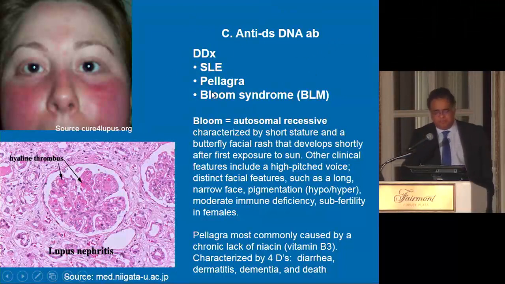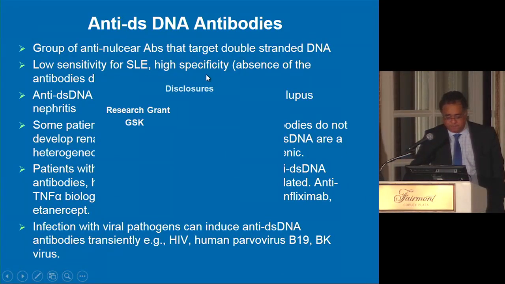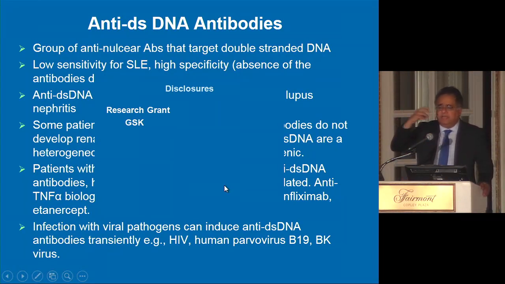The differential diagnosis in a patient with a facial rash is pellagra or Bloom syndrome, and I'm not going to go into the details of why, but these are distractors. Anti-double-stranded DNA has low sensitivity for SLE, but high specificity. Basically, these patients have elevated double-stranded DNA. Almost all these patients have an ANA that's positive.